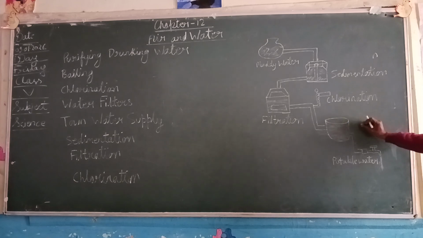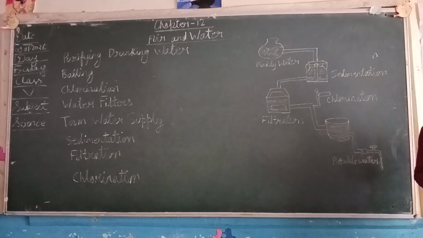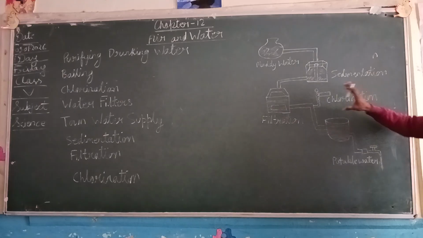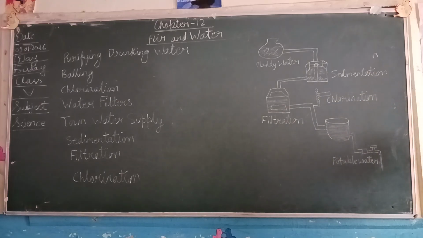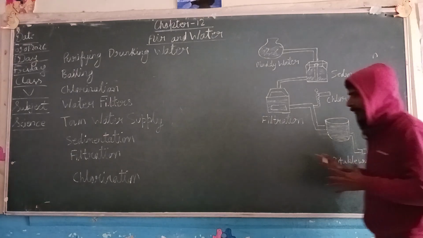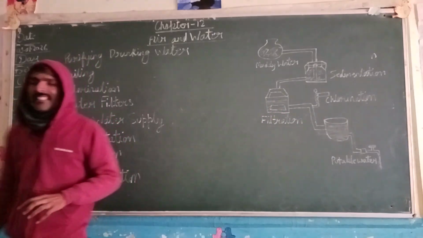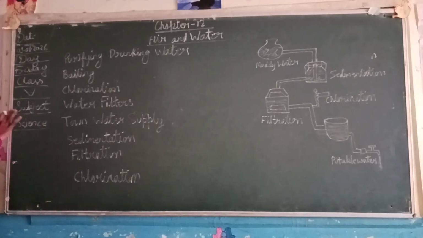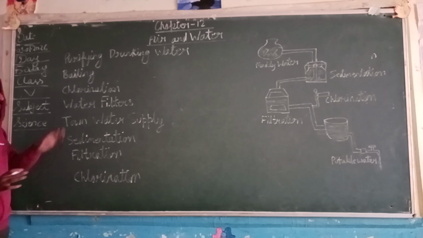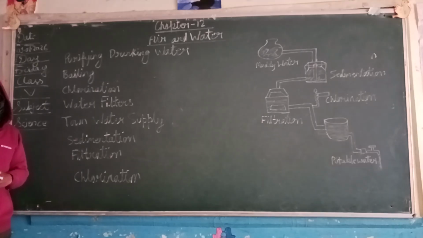From there, the water moves through pipelines to the houses of the people, where they use it. The water that we get from the town water supply in our houses is called potable water. So these are the ways from which we can get pure water for use in our life.